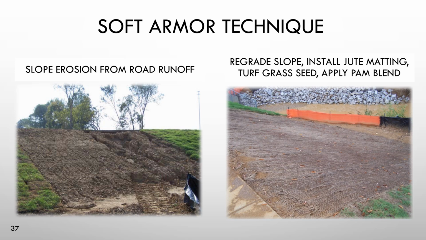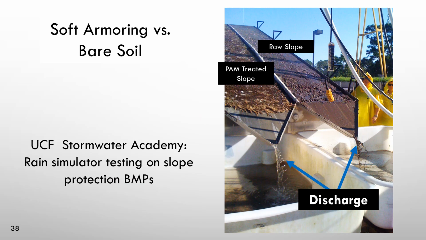If any of those fines do escape and you have a treated slope with the PAM, it's going to react with those fine particles, flocculate them, and they're not going to make it very far down that slope. So in addition to holding the soil in place, we're also going to have very much improved runoff quality. And we'll look at an example of that here now.